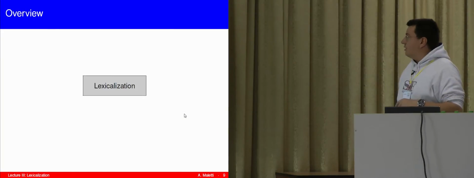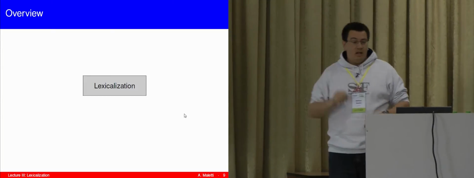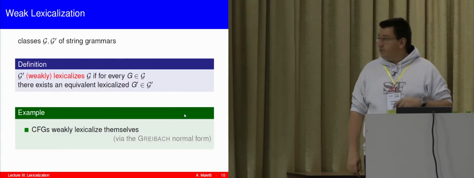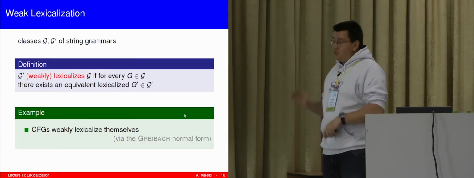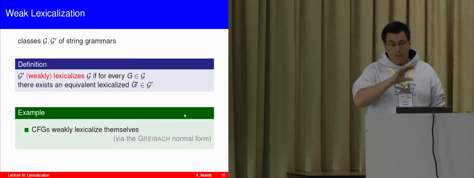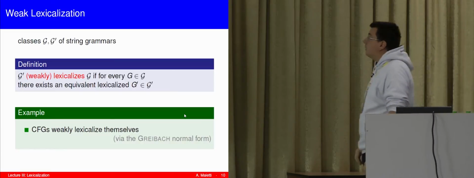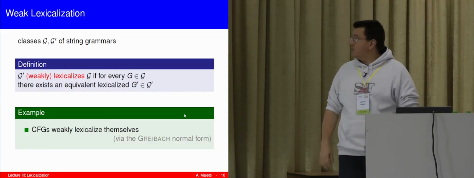Okay, let's go into lexicalization. So this is now the process of making a grammar lexicalized, of course keeping the semantics. So here's the definition. Two classes of string grammars. Let's start with string grammars first. They produce strings, like context-free grammars, like regular finite automata, deterministic or non-deterministic, doesn't matter.